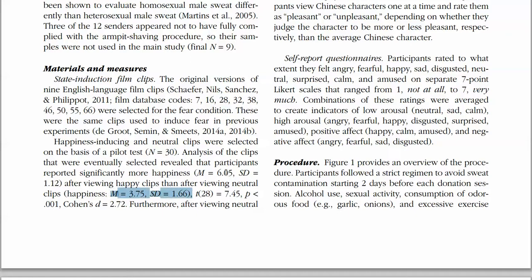And you'll see certainly higher happiness ratings here after they view the happiness clips as compared to the neutral clips. And so then you see the t portion here, how they present the t statistics. And so we see the t, and then in parentheses we have the degrees of freedom, and then equals, and then this is the t statistic, just like we calculated in class and how you calculate in your homework.